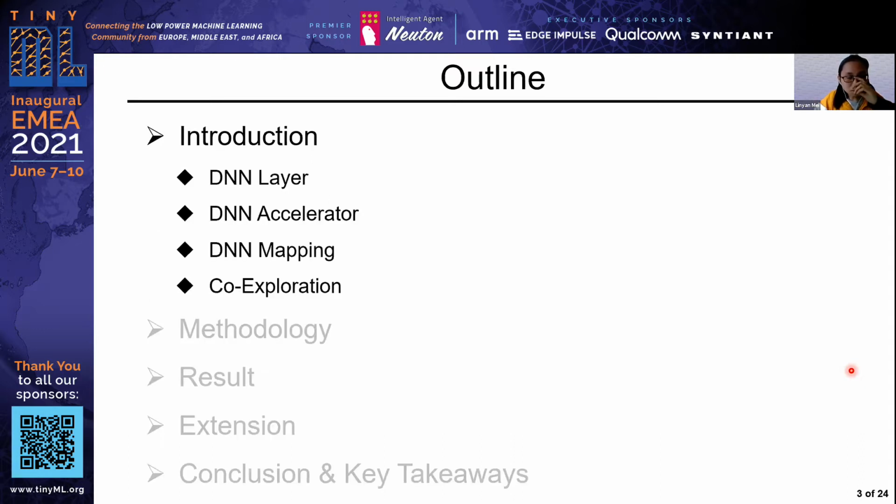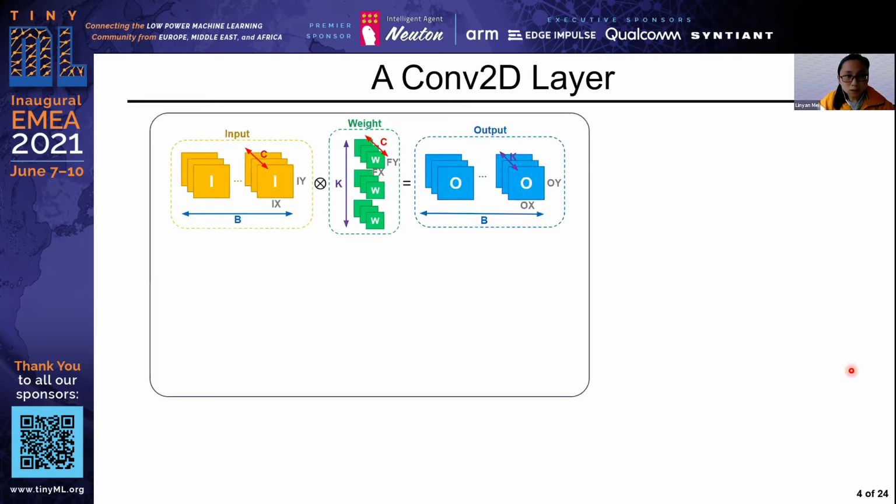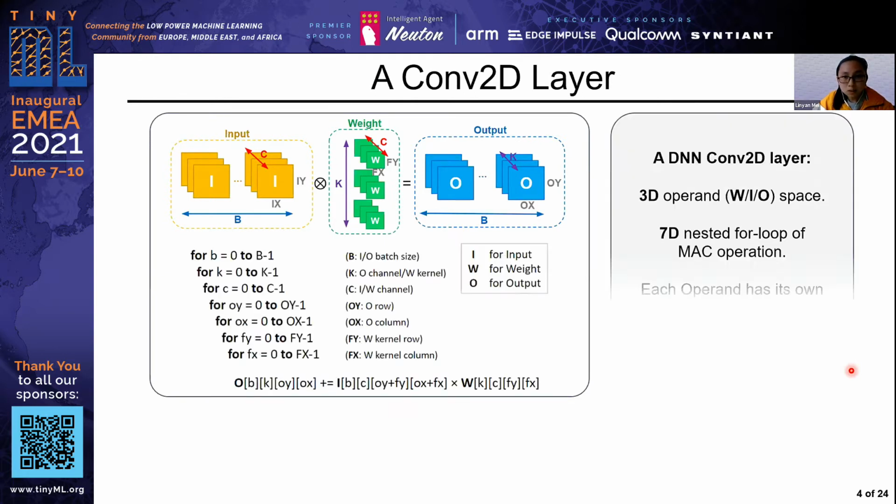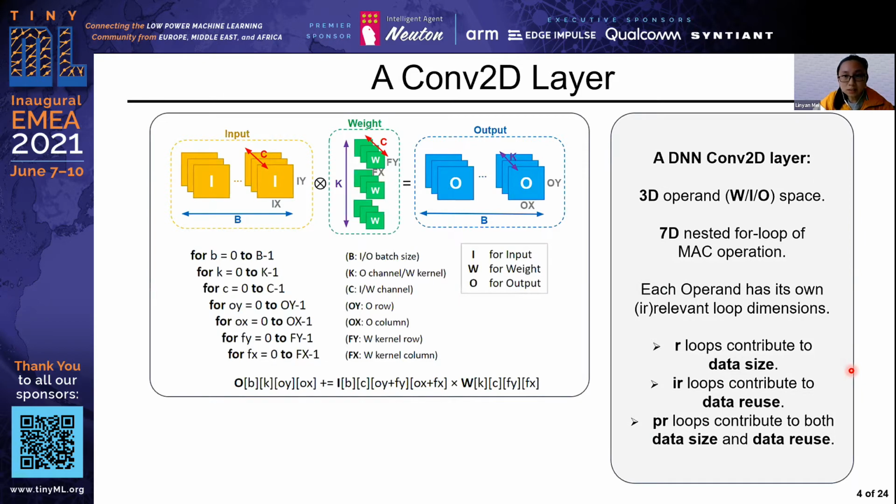So in the introduction part, I will quickly go through the basic concept of the DNN layer, DNN accelerator architecture, DNN mapping, and the co-exploration. So first of all, the DNN layers. Let's take a conv2D layer as an example. A conv2D layer has a three-dimensional operand space, basically the input, weight, and output, and it can be written into a seven-dimensional nested for loop of MAC operation, as shown here.